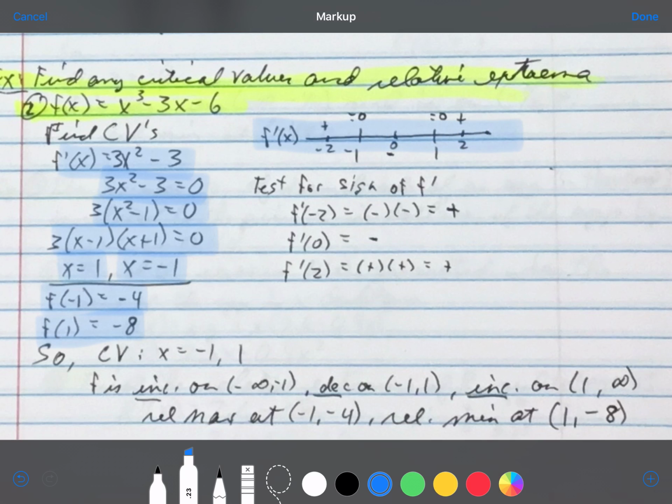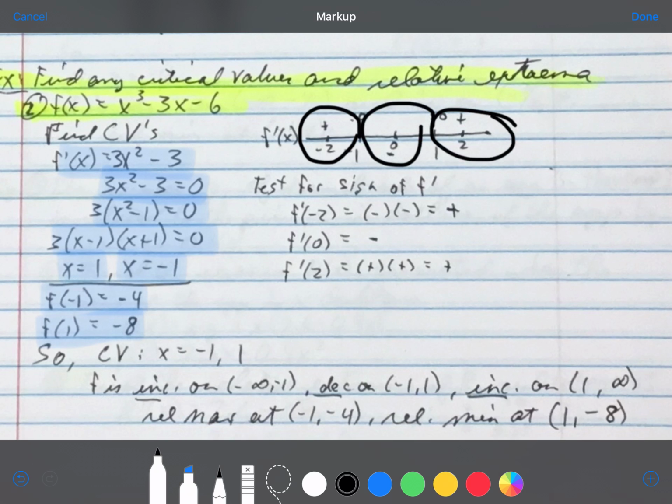This is a test strip for the first derivative, and I've indicated on that test strip where that first derivative is 0, at negative 1 and 1. Right? So I indicated those on my test strip. And then what we do is we look at each interval separated by those critical values on our number line. And we take a test point from each of those intervals to determine the sign of our derivative between each of those critical values.